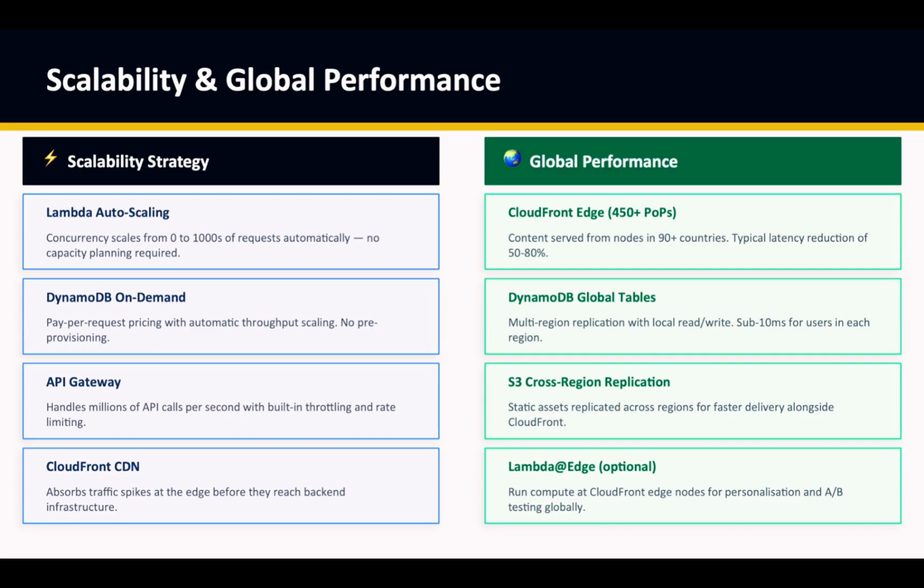On the global performance side, CloudFront has over 450 points of presence across 90 plus countries. This typically reduces latency by 50 to 80% for international users, addressing the concern about slow response times outside Australia directly. DynamoDB global tables take this further. Data is replicated across multiple AWS regions, so a user in London reads from a DynamoDB replica in Europe, not Sydney. That gets us sub-10 millisecond database reads globally.